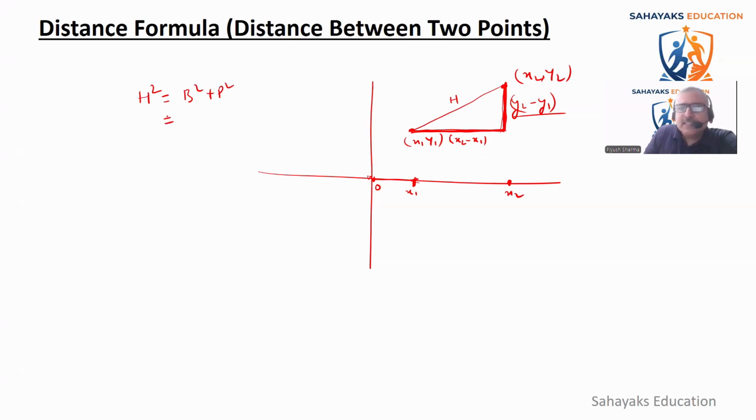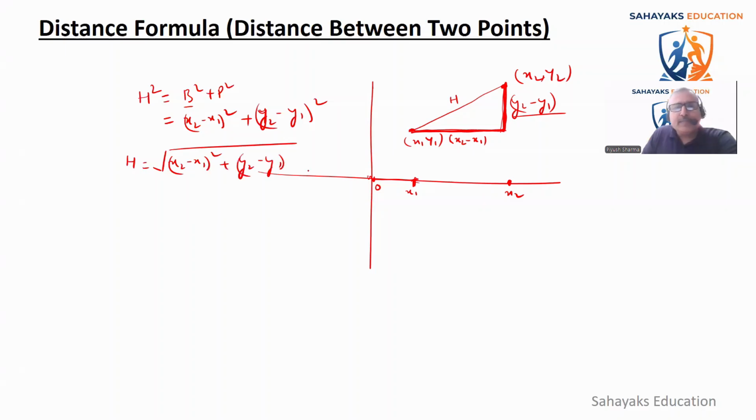This we have learned in the past. Now, what is base? Base is (x2 minus x1) whole square. And what's perpendicular? It is (y2 minus y1) whole square. Now, if I have to find the value of h, it comes out to be the square root of (x2 minus x1) whole square plus (y2 minus y1) whole square. So this is the same formula. This is the distance formula in coordinate geometry.